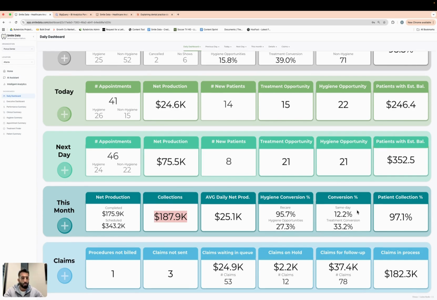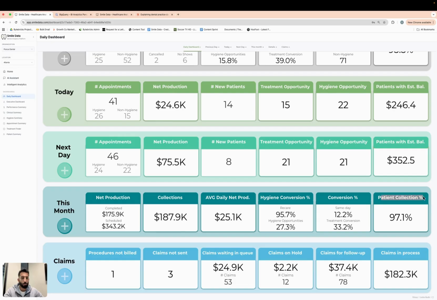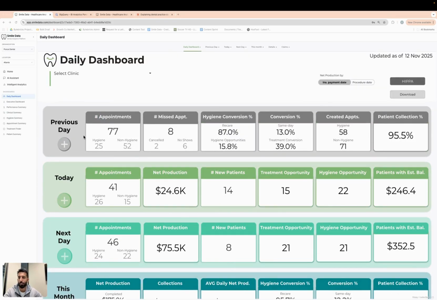And we can see the patient collection for this month has been pretty good over here. Then we can see the claims numbers as well. This is all the insurance money that has to come in. And you can see the claims are waiting in queue, and claims are actually in process. So these are all the different metrics that you would require in a daily report.